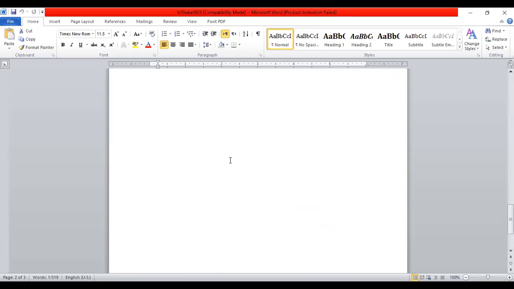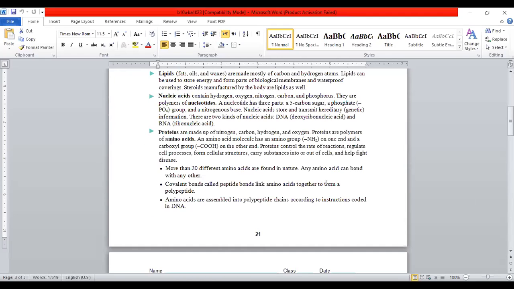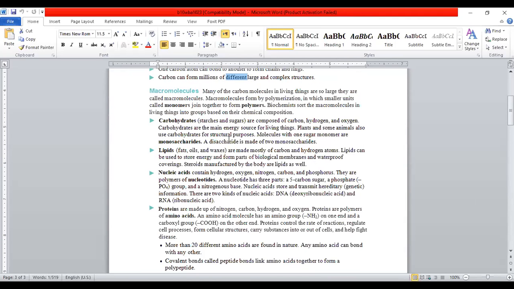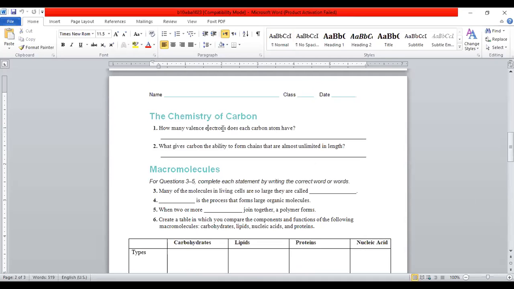Okay, great. Now we are in lesson number 10.3, carbon compounds. Now, who can answer this first question? How many valence electrons does each carbon atom have? Look at this, valence electrons.